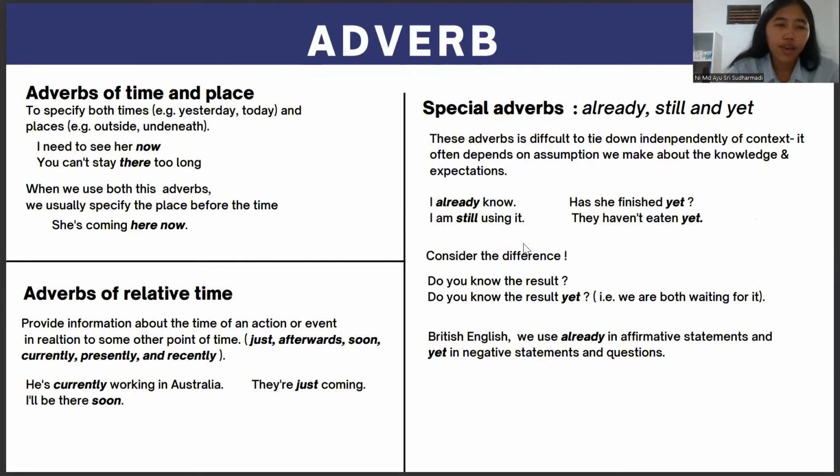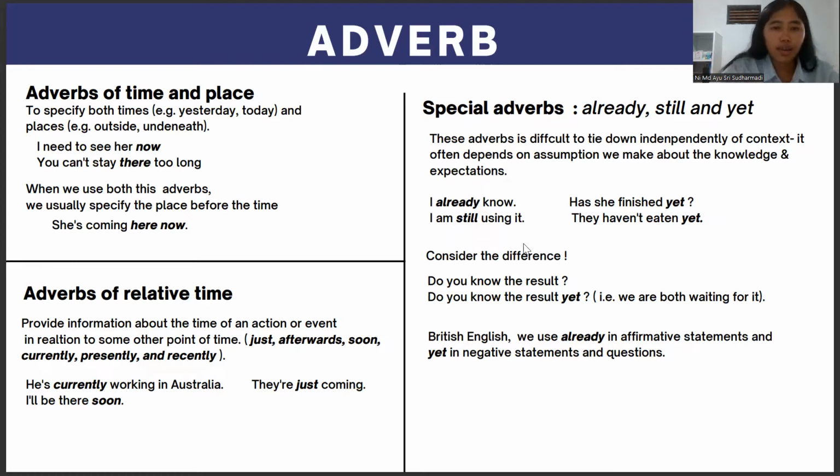Next, we have adverbs of time and place. This is used to specify about times. For example, yesterday, today, and the place. For example, outside, underneath. Here's the example in a sentence. I need to see her now. You can't stay there too long. When we use both these adverbs, we usually specify place before the time. Here's the example. She is coming here now.